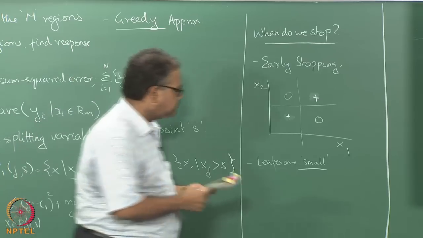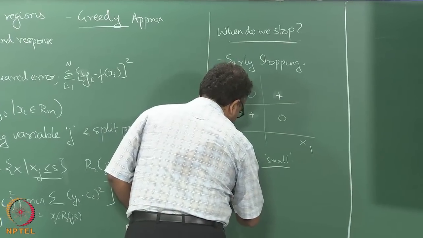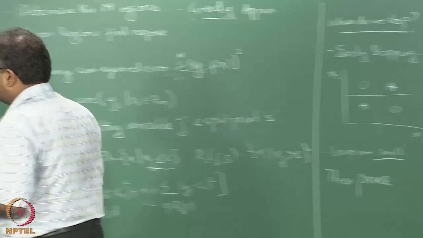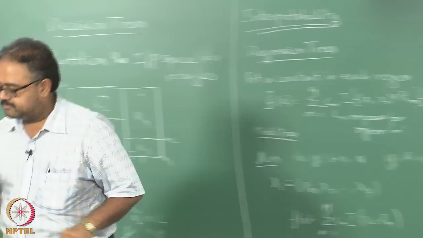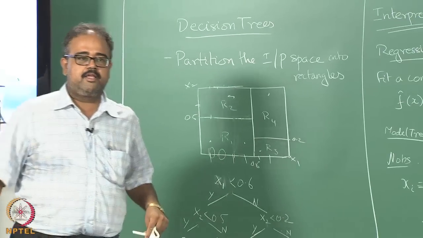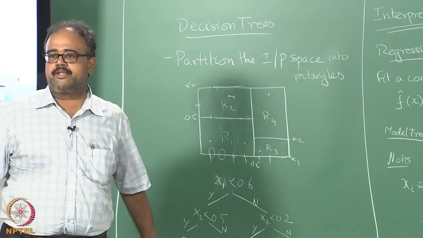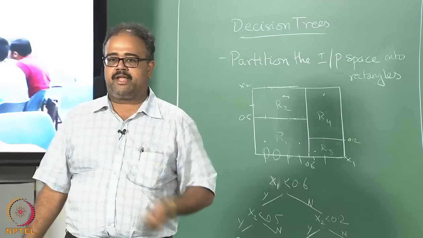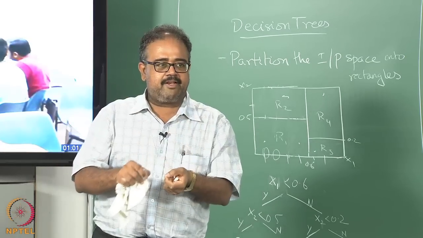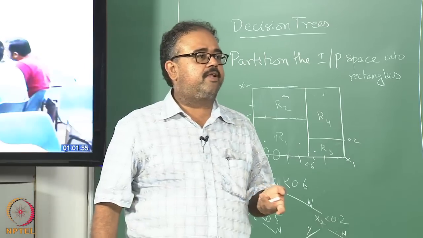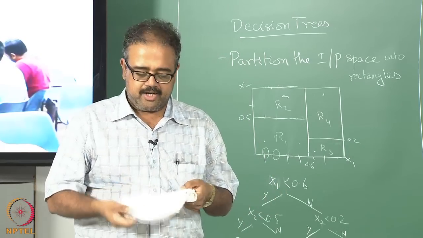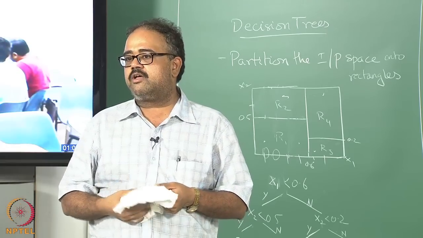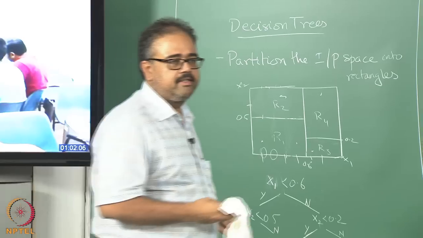And then what do you do? You build a very, very big tree. This is what I was telling you. You try to use your greedy algorithm and get the best possible tree that you can. So a tree with very, very small leaves is kind of the best tree that you can build. Once you get there, now you ask the question, what is the smaller tree that I can get that performs almost as well as the big tree that I have?